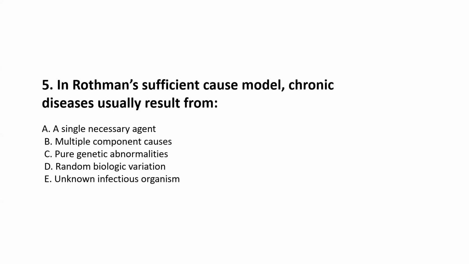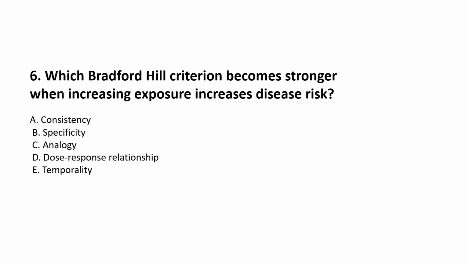MCQ number 5: in Rothman's sufficient cause model, chronic disease usually results from A, a single necessary agent, B, multiple component causes, C, pure genetic abnormalities, D, random biological variation, E, an unknown infectious organism. B is the right option, multiple component causes.